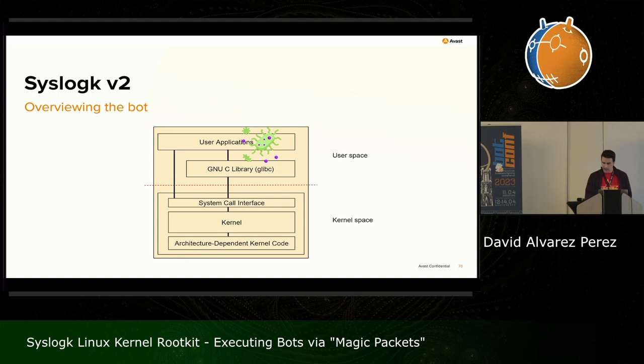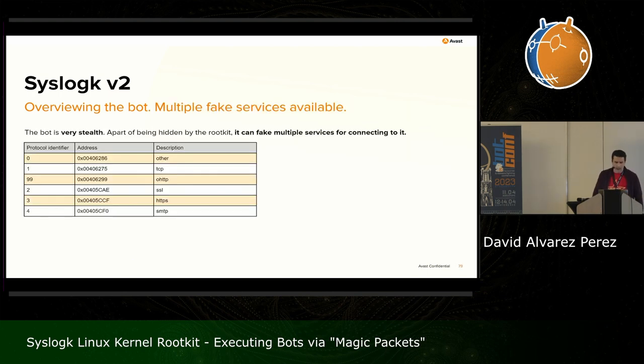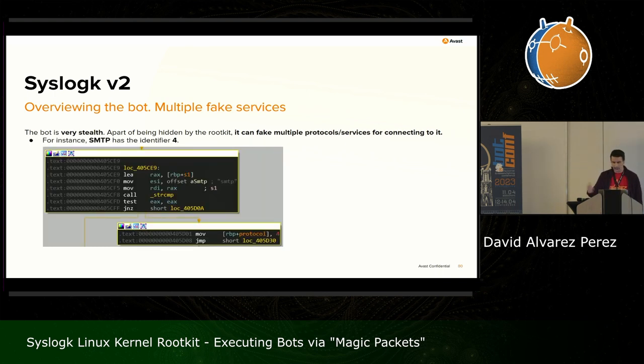Let's take a look at the bot itself. The bot exposes different services or protocols to the attacker for connecting to it. For instance, an example is the fake SMTP protocol. You can see that the value 4 is hard-coded. So depending on which value is hard-coded in the sample, it will expose one service or another.